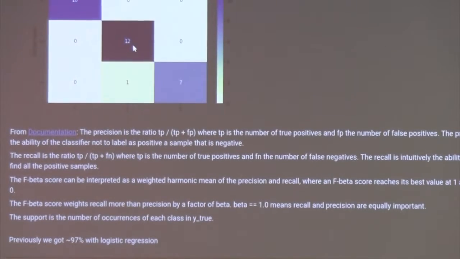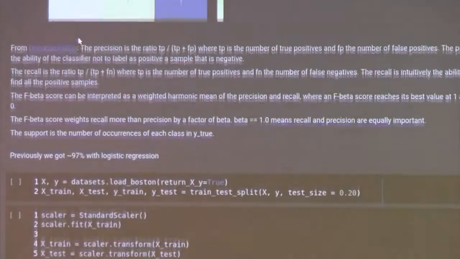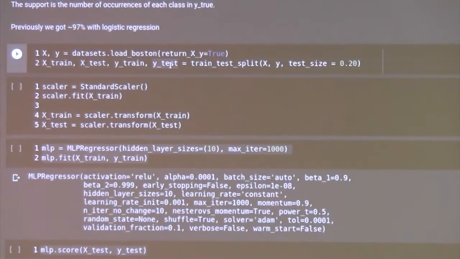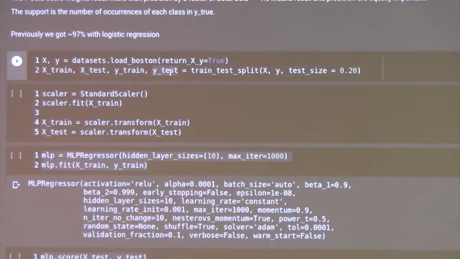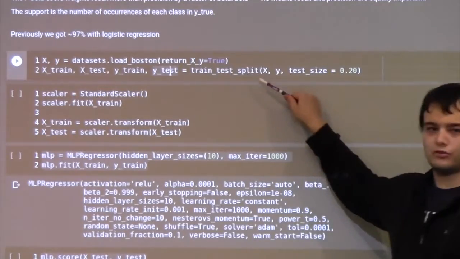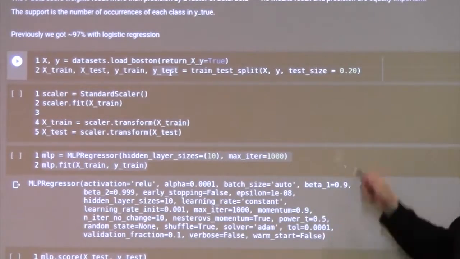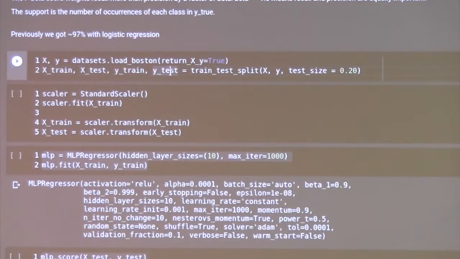So we got through all that, and we got our confusion matrix as we have seen before. And now we're going to do the Boston data set, which was our linear regression example. So we're going to do all of the exact same things. We're going to load Boston, get x, y, which are going to be our inputs, split them up into training and testing, and scale them, of course.